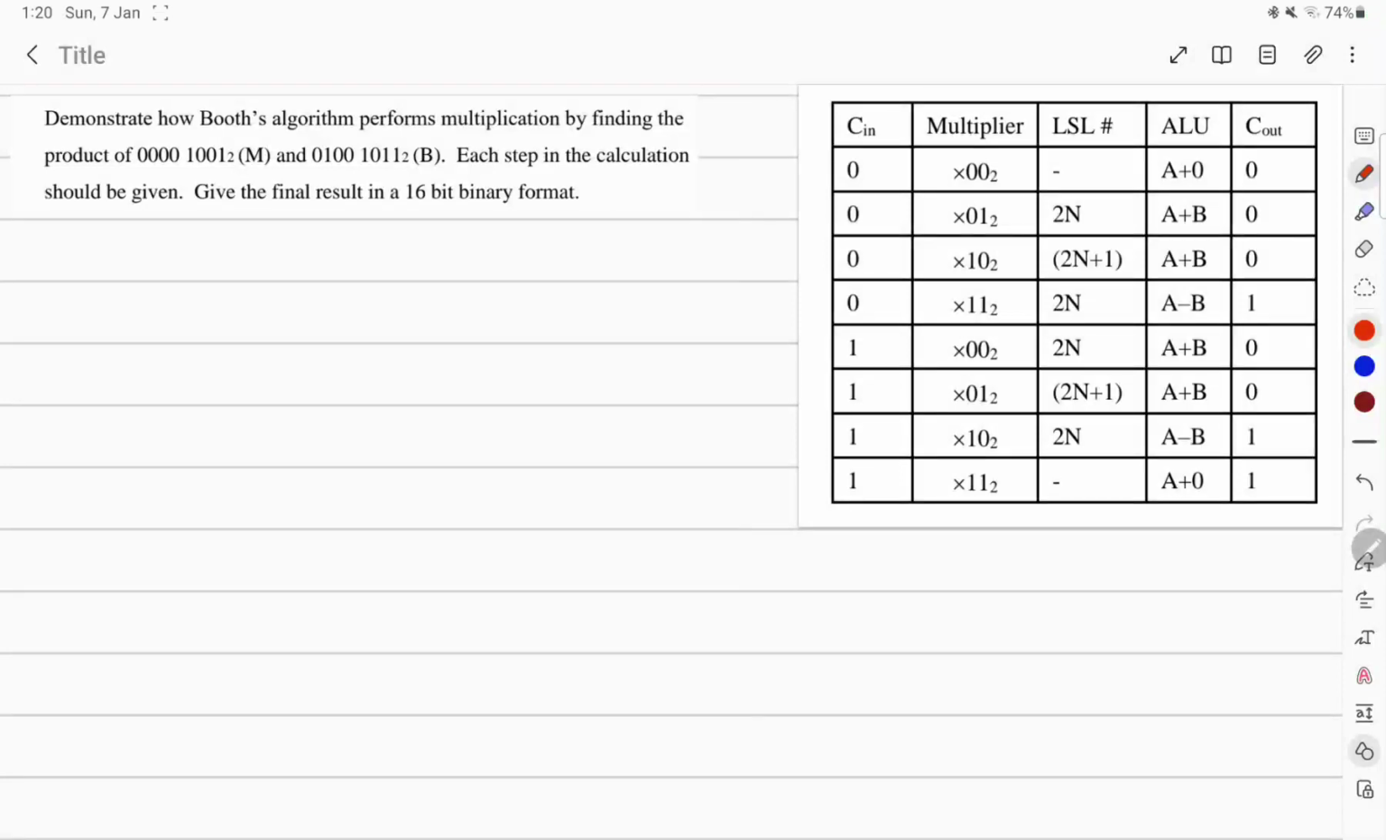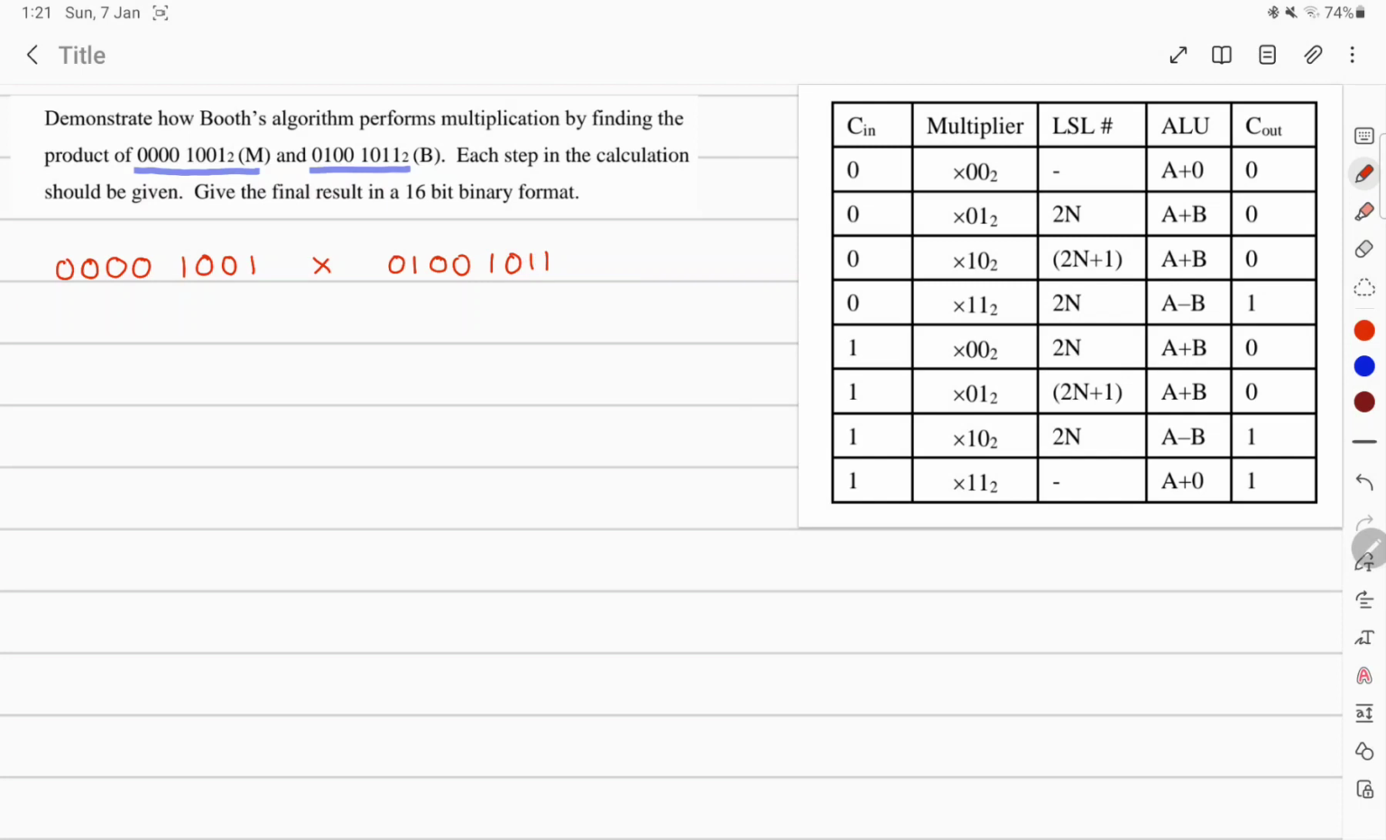Let us solve this question on Booth's algorithm, which was asked in the 2023 examination for the university. In order to solve this question, we have one number which will be multiplied with another number. So let us write those numbers first. We have to multiply 00001001 with 01001011.